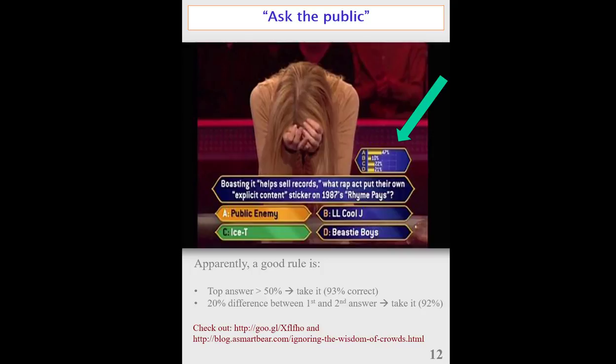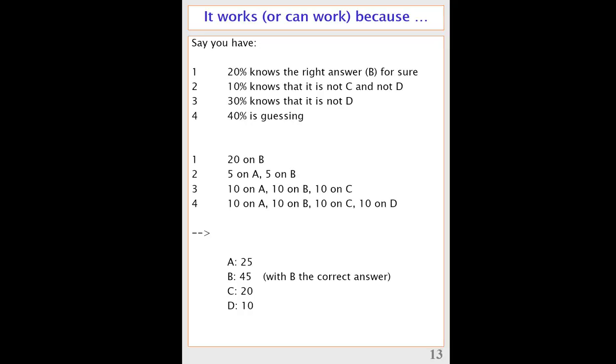Asking the public. And a bit of background on why that might be. Well, let's say that the true answer is B from a multiple choice question. And then we have 4 groups in the audience. There's only 20% who actually knows the right answer B for sure. So that's still not very, very good in terms of how knowledgeable the audience is. 10% knows that it's certainly not C and also not D, but nothing else. 30% knows that it's not D, and 40% is just guessing.